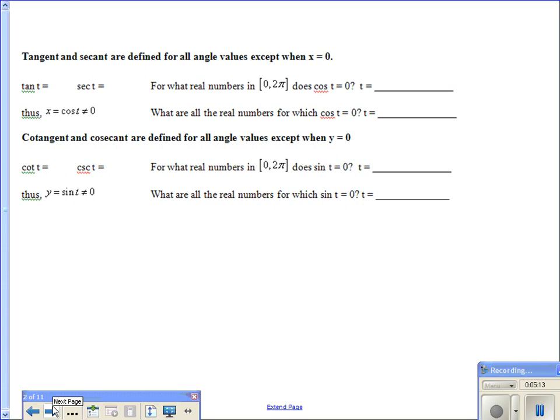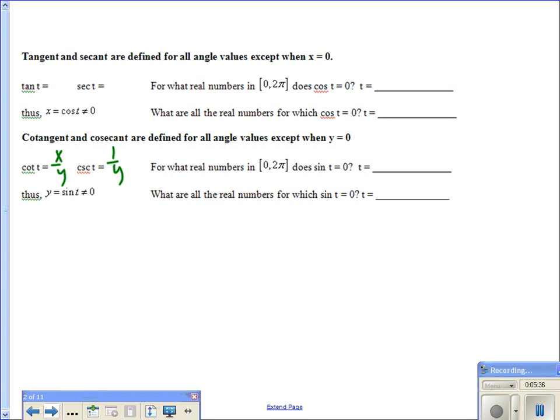Tangent and secant are defined for all angle values except for x equals 0, which we talked about, and cotangent and cosecant for values except for when y is equal to 0. So just real quickly, if we look at the cotangent and cosecant, this is x over y, and this one would be 1 over y.